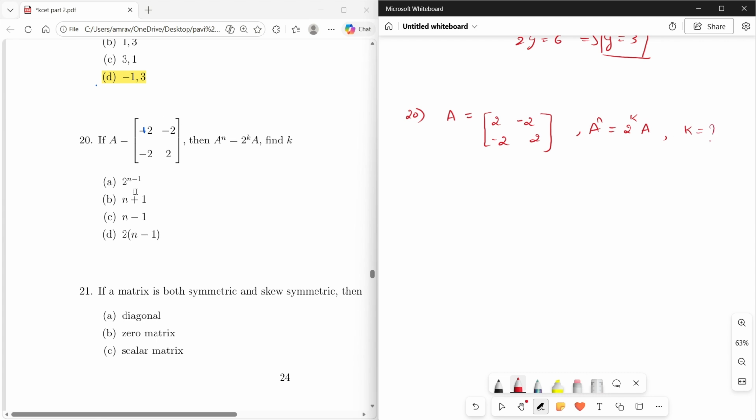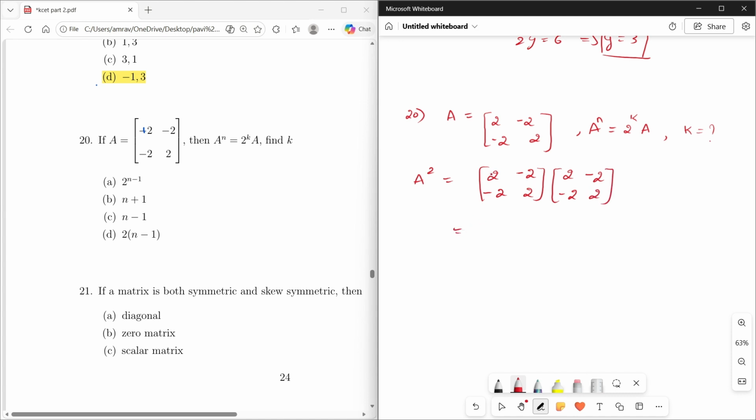Okay, the options given are 2 power n minus 1, n plus 1, n minus 1, 2 into n minus 1. Okay, let us find out. So first let us take out what is the value of A square. So A square will be 2 minus 2, minus 2 2, into 2 minus 2, minus 2 2.